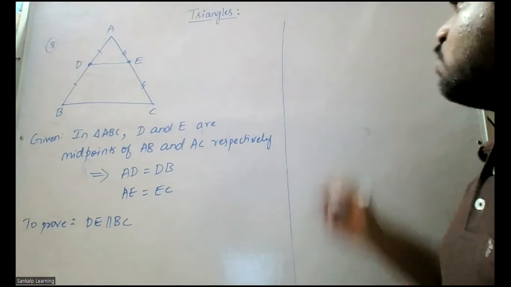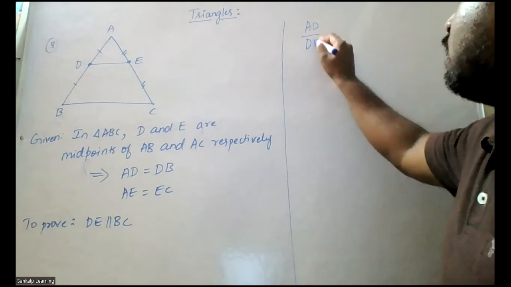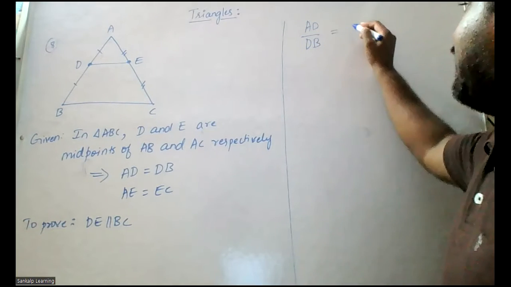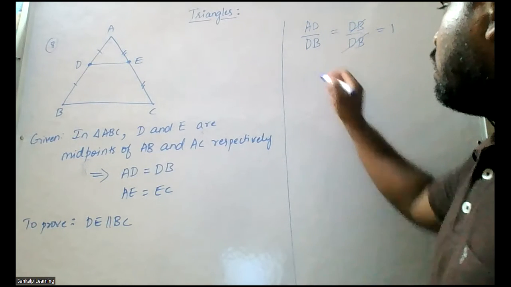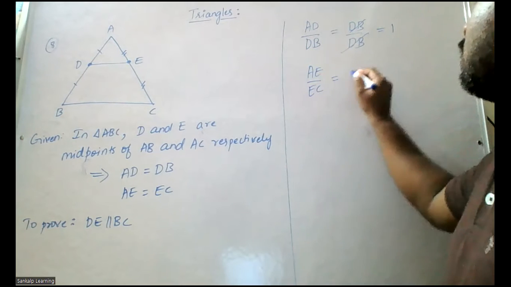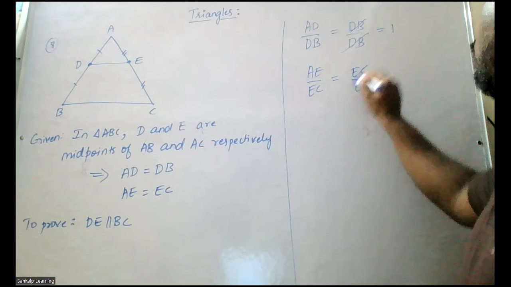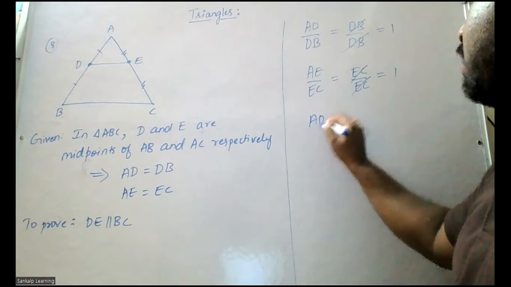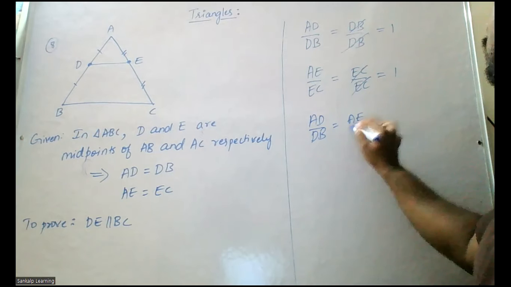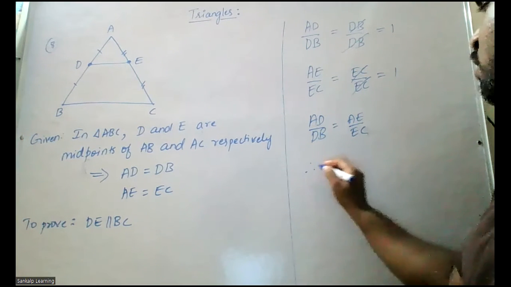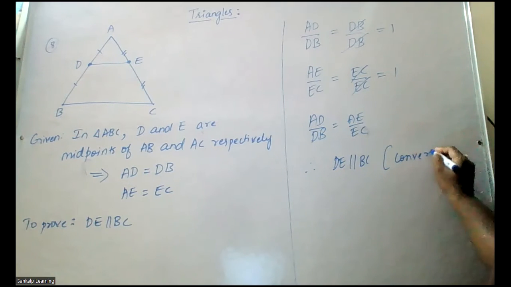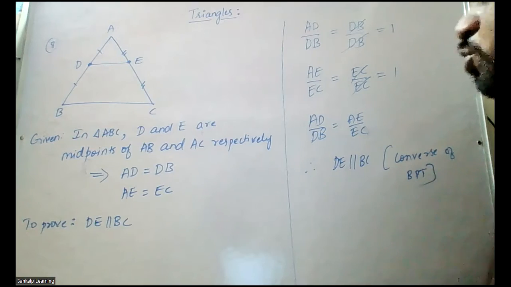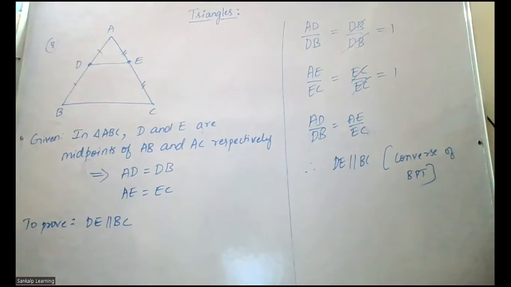So let's find the ratio AD by DB first. AD by DB is equal to, instead of AD, I can replace it by DB. So both get cancelled, you'll be left with 1. Similarly, AE by EC, instead of AE, I can write it as EC because both are equal. So both get cancelled, 1. So both the ratios are equal. AD by DB is also 1. AE by EC is also 1. Since the ratios are equal, therefore, DE is parallel to BC using converse of BPT. So using converse of BPT, we can say that the lines are parallel because the ratios are equal. Therefore, the lines are parallel.